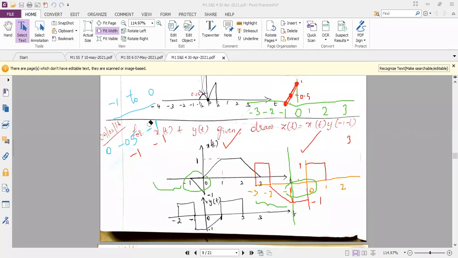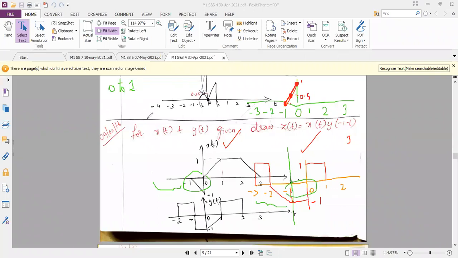So what is the next interval? Anybody? My next interval is what? 0 to 1. 0 to 1. Am I audible or not? No one is replying. Yes, ma'am. 0 to 1.